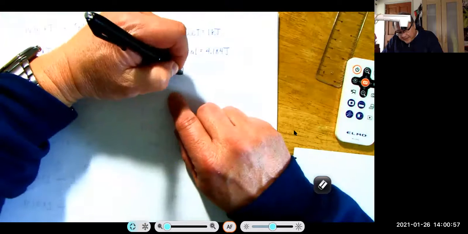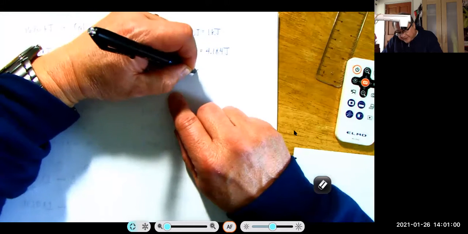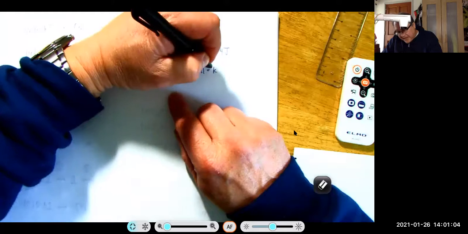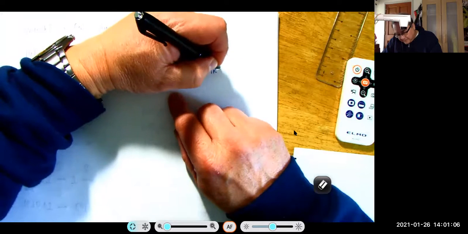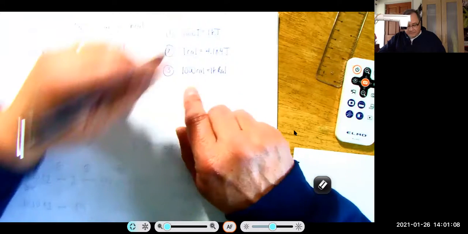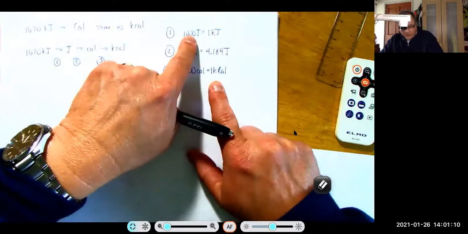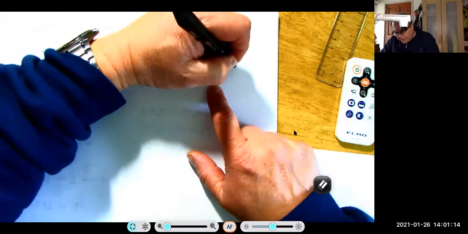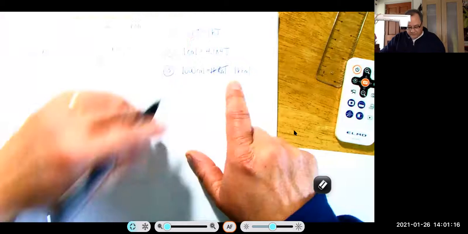So 1,000 calories is 1 kcal, like above. 1,000 is 1. And I'm going to cross that off so it looks more like a lowercase c, so that we're good.